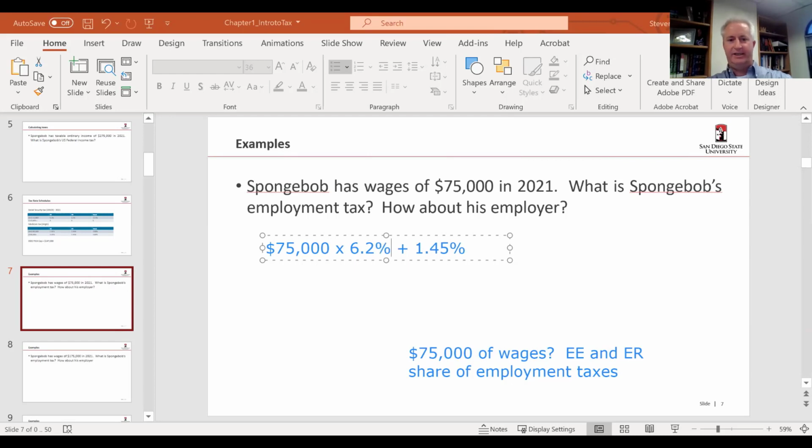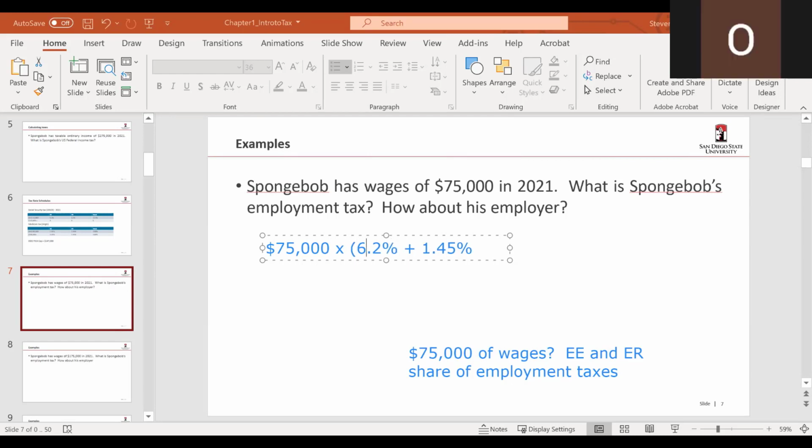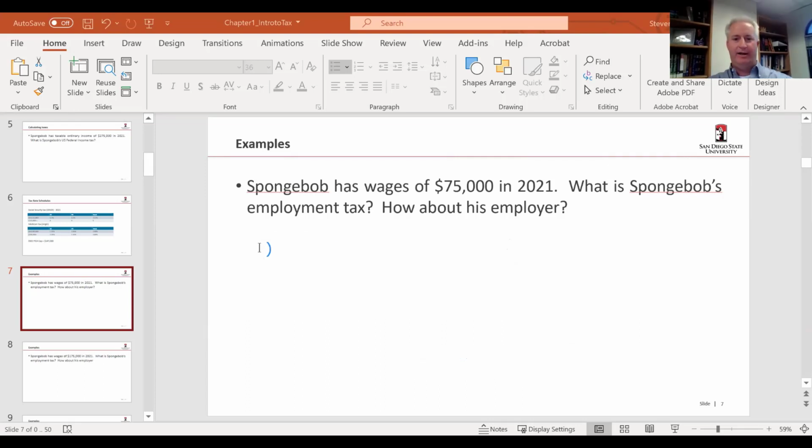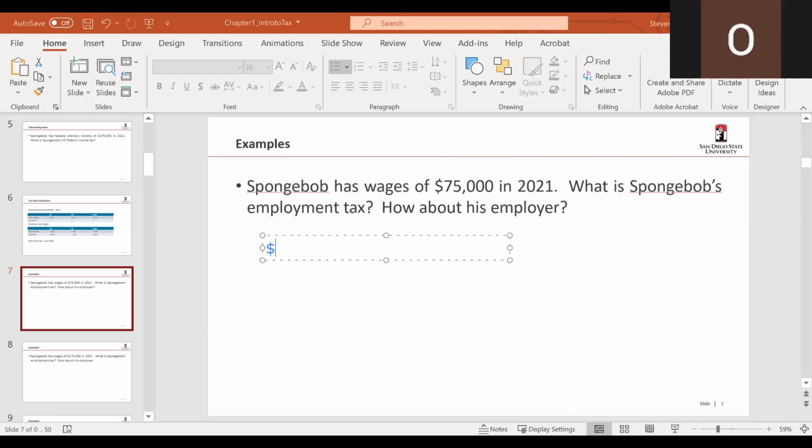Nice. Super easy, straightforward, right? Yeah. Just because everyone loves to know, what was the answer you got? The answer I got was $5,737.50. There we go.